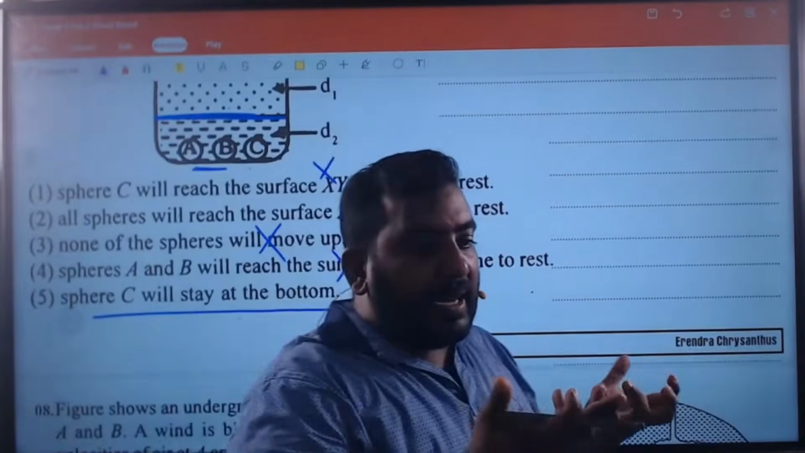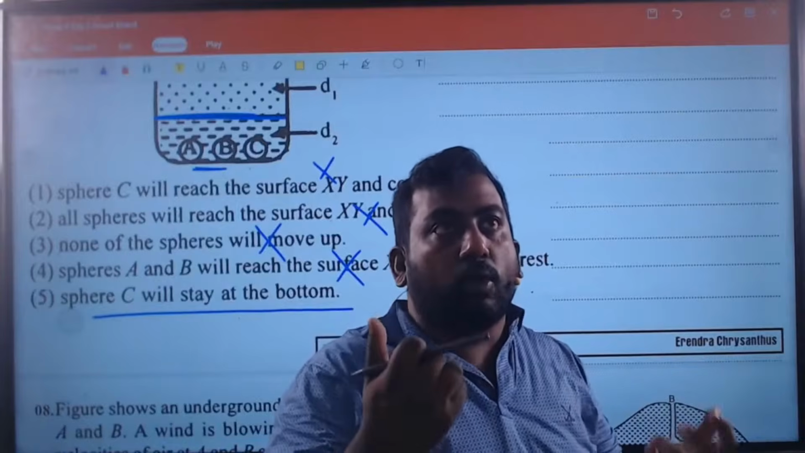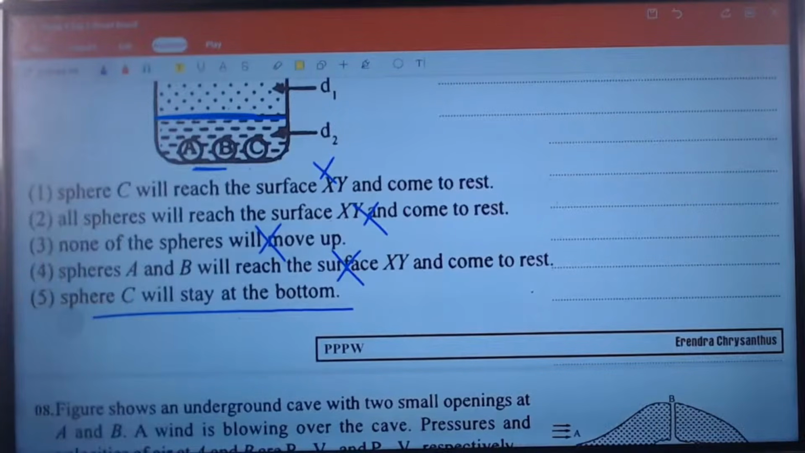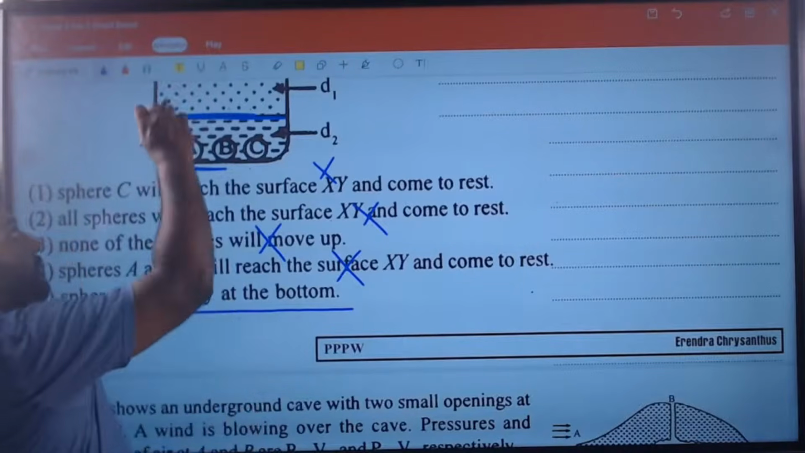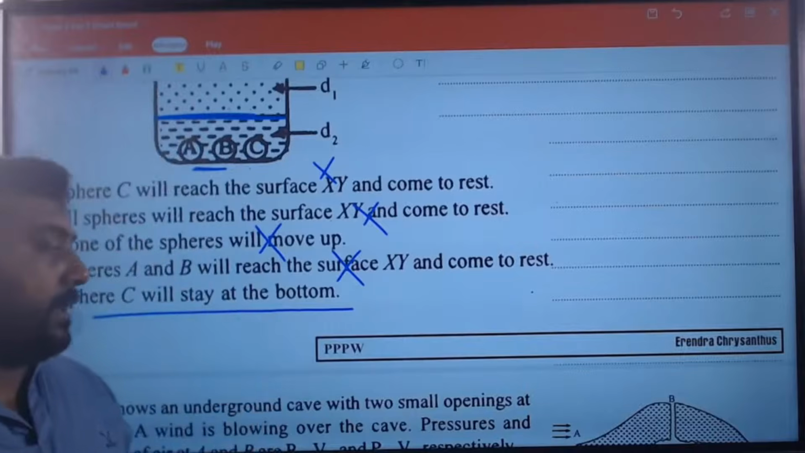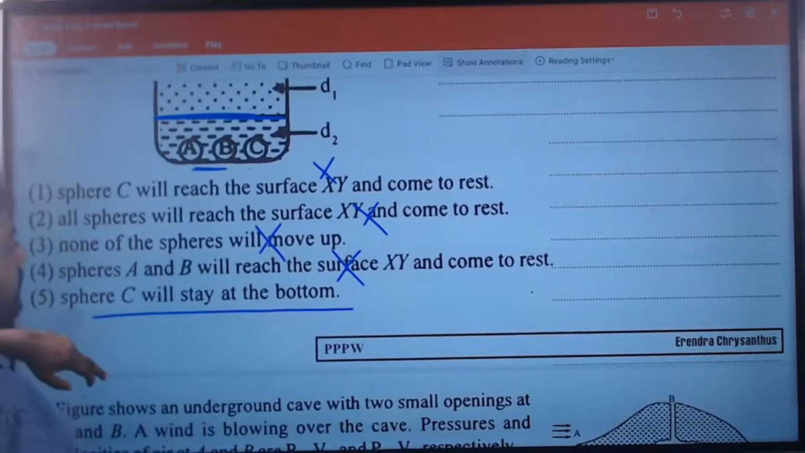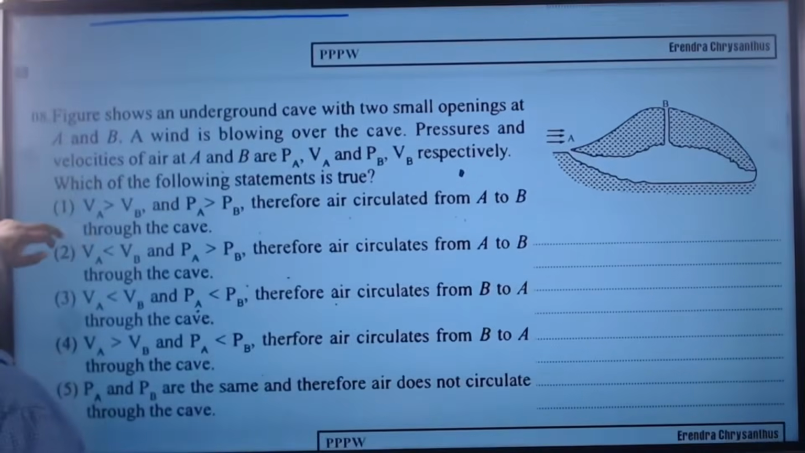And at different volumes it will submerge in both the liquids. But C will never move upwards. Okay, right. Next one.